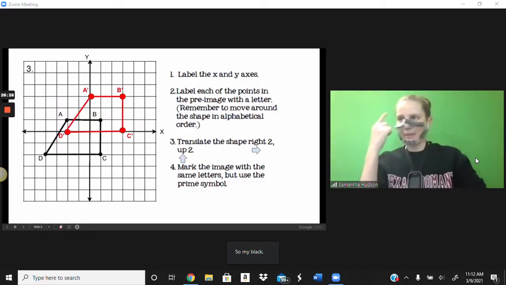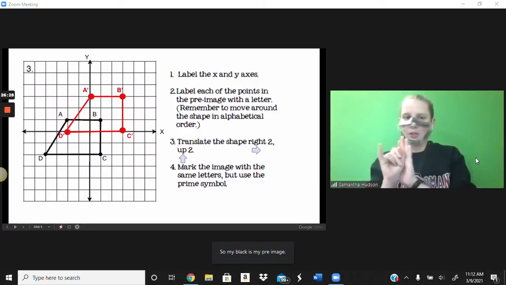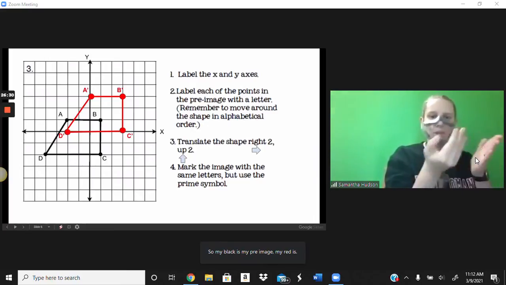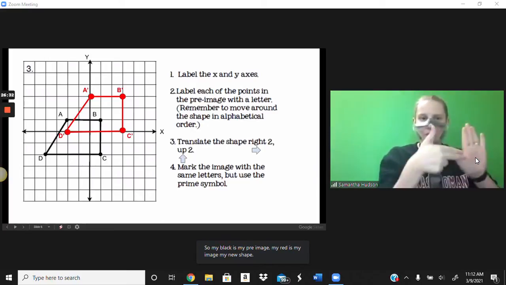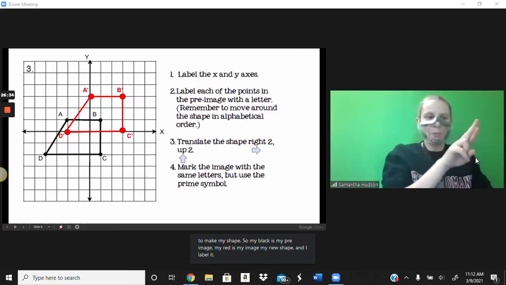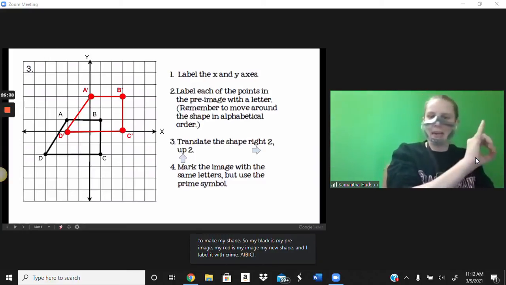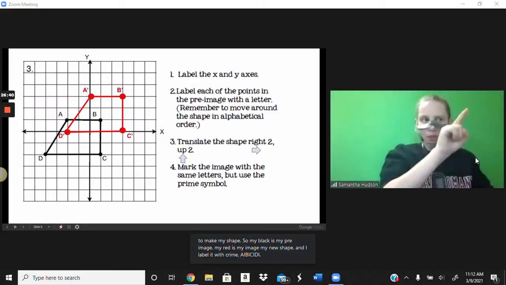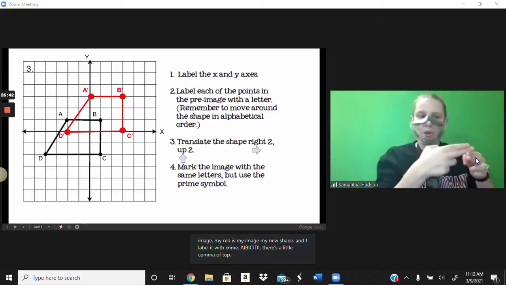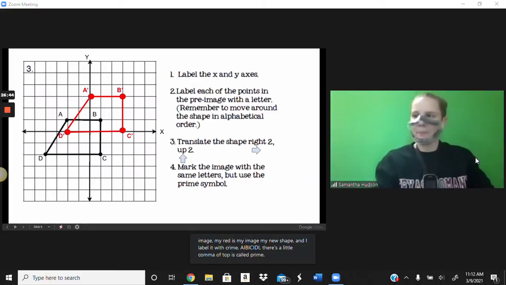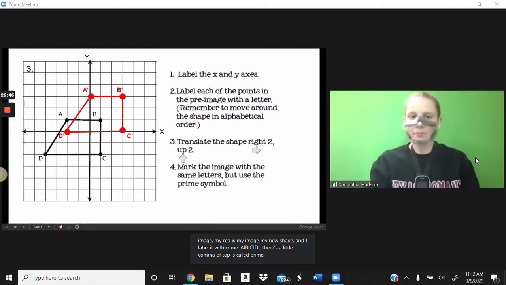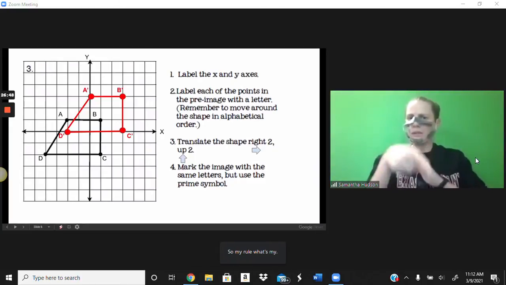So my black is my pre-image. My red is my image, my new shape. And I label it with prime: A', B', C', D'. Okay, the little comma up top is called prime. So my rule, what's my rule going to be for this?